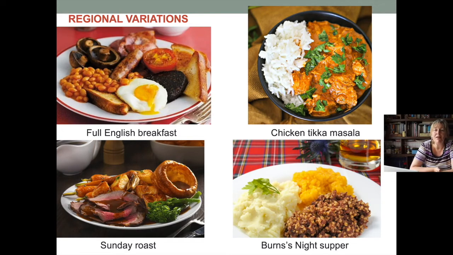So in the middle of winter, it's the 25th of January. They have this wonderful patriotic celebration when they eat haggis and mashed potatoes and mashed turnips, the neeps and tatties as they call them. They play bagpipes, they drink whiskey, and they recite Scottish poetry. But the fourth image here is quite interesting, because why would it be here?